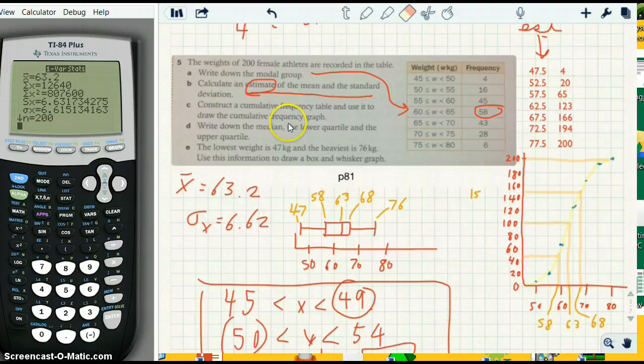And then it says to use it to write down the median, the lower quartile, and the upper quartile. Just like last problem, what we do is we take the middle person, which is 100 out of 200 people, and we draw a line across, and we go down, and that gives me 63. To find the upper quartile, we take the 75th percentile person, or 3/4 of the way to 200. So we multiply 201 times 3/4, and we get 151, and then we just go across, and we go down, and we get 68. And then on the last one, we do that here.